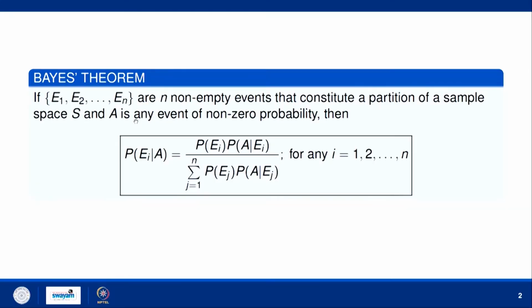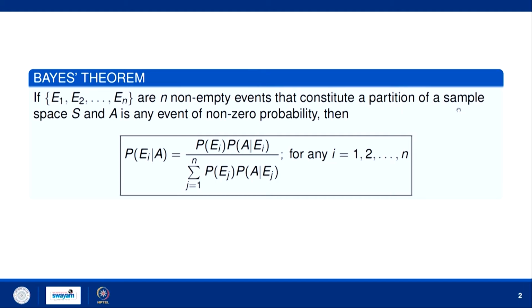Now let us come to Bayes' theorem and random variables. So what is Bayes' theorem basically? Let E1, E2 and EN be n non-empty events that constitute a partition of a sample space S.